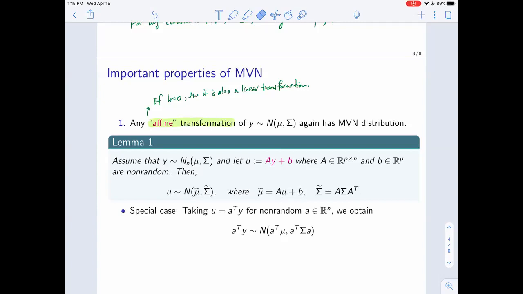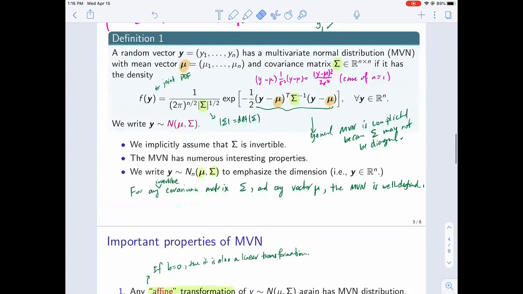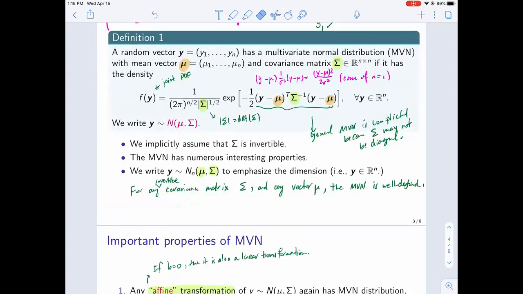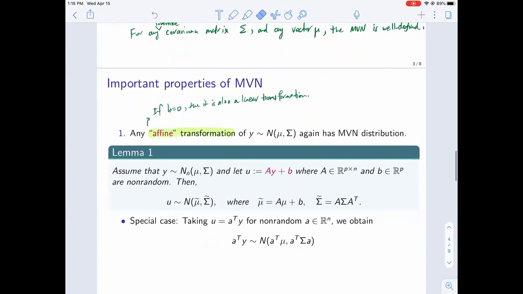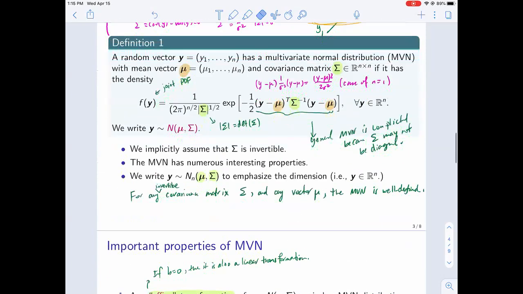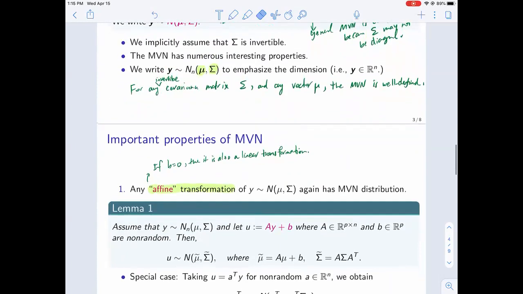So linear transformations are a subset of affine transformations. In any case, the idea is that if I form this vector u as A y plus b, then this would have a multivariate normal distribution. It will have this density. And because the multivariate normal distribution is completely specified by the mean and the covariance matrix, as you can see from the PDF here, I'm not proving this result, but let's say we know the result is a multivariate normal distribution. I just have to compute the mean and the covariance.